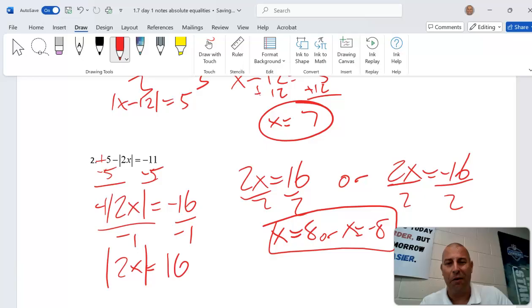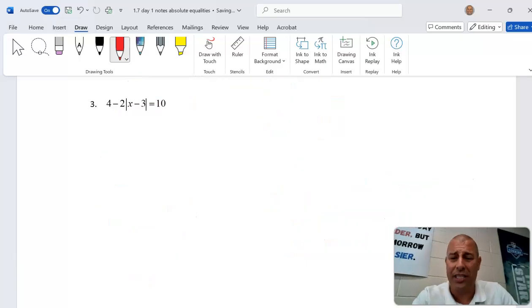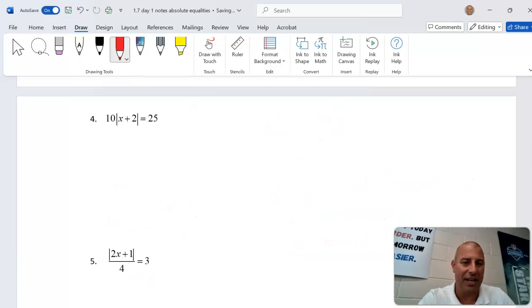So there's our two answers. You can write them out as two separate ones like I did above. You could include an "or" statement there. You could say x equals 8 comma negative 8. All of that is going to say the same message the entire time.